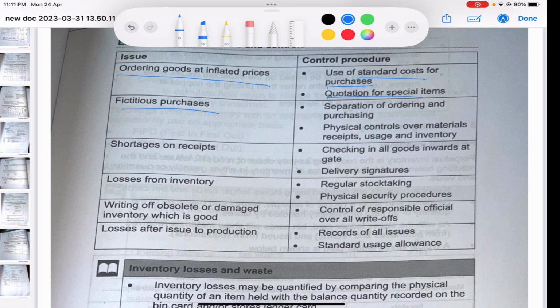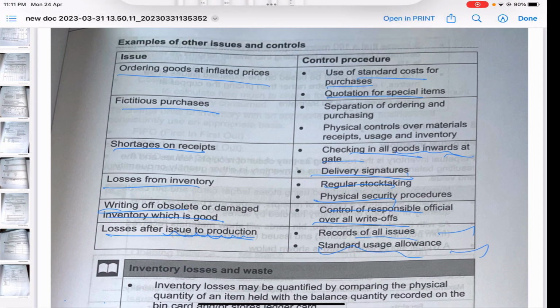Fictitious purchases. You recall what fictitious assets were? We have done that in the F1. So we need separation of ordering and purchasing, and physical controls over materials. Shortages on receipts: checking goods inwards at the gate, delivery, signatures. So all that can be done. Losses from inventory: regular stock taking, physical security procedures. Writing off the goods, write off. Losses after issue to production: records of all issues, standard usage allowance. So these are the types of control procedures which are going to be taken into account in these sorts of issues.